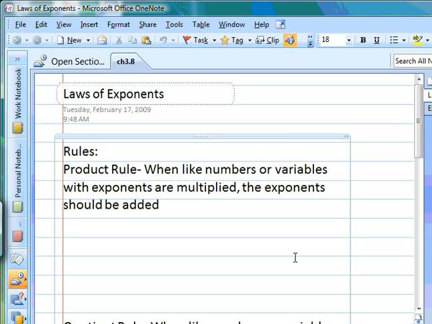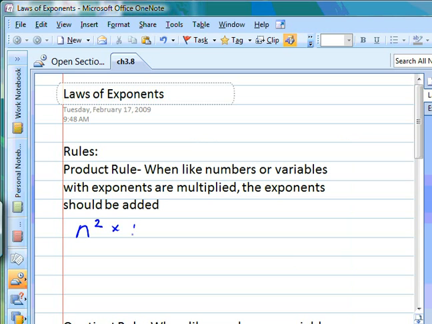The first rule is called the product rule, and it tells us that when we have like numbers or variables with exponents that are multiplied, we should take the exponents and add them. So an example would be if we had n to the second power times n to the 5th power, that would equal n to the 7th power, because we would take our exponents 2 and 5 and add them together.